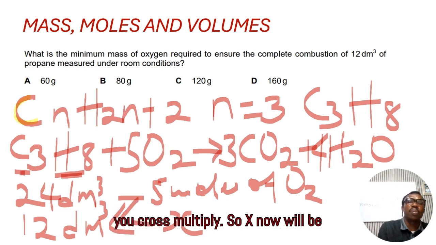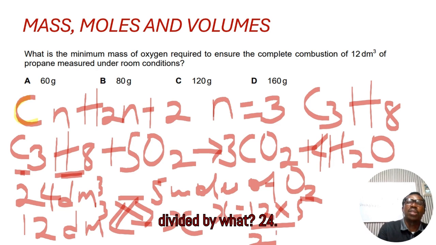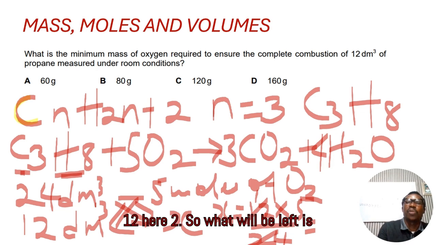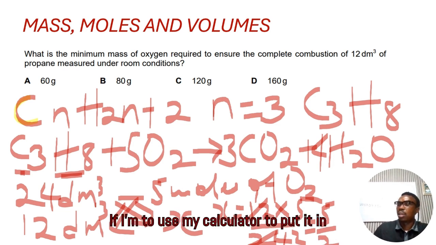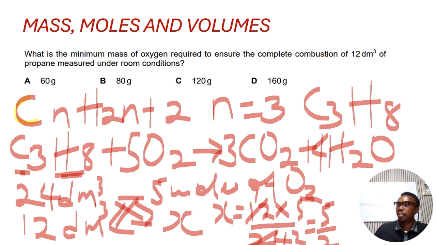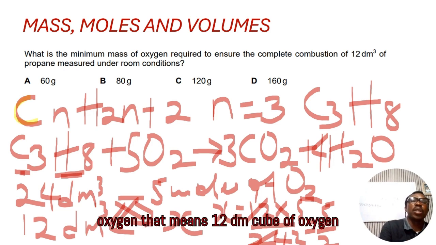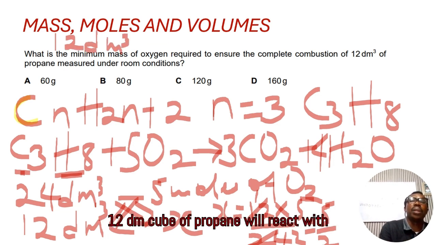So you cross multiply. So x now will be equal to what? 12 times 5 divided by what? 24. So it will now be equal to 12 here 1, 12 here 2. So what will be left is what? 5 over what? 2. Then if I'm to use my calculator to put it in decimal, so it will now be what? 5 divided by 2, which will now be equal to 2.5 moles of what? Oxygen. That means 12 dm³ of propane will react with what?